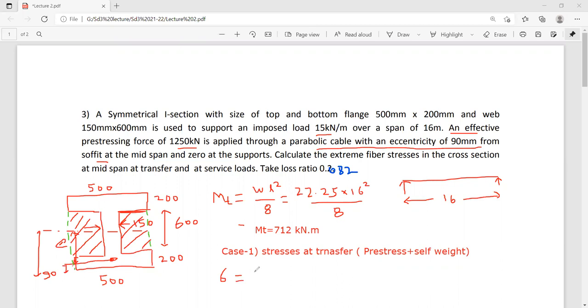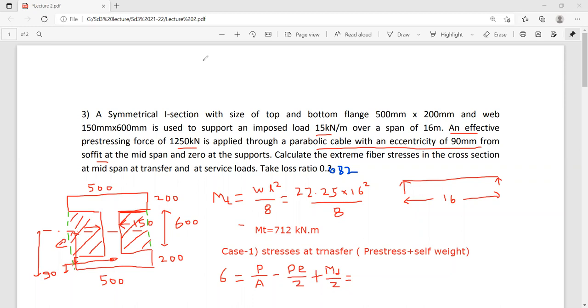Sigma top is equal to P by A due to pre-stressing force. Hogging type of bend occurs, so at the top it is tension, that's why it is minus P by Z. Due to self weight, sagging type of bend occurs, and at the top it is compression, that's why it is plus MD by Z.